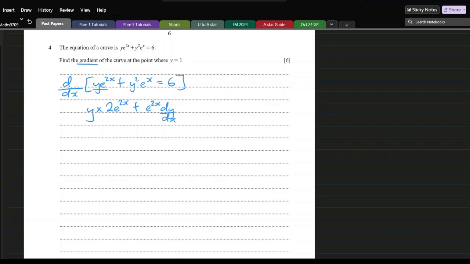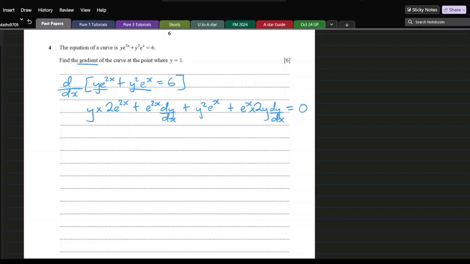Okay, and then here we've got another product. So again, I'm going to hold y squared and then differentiate e to the x. If you differentiate e to the x, you get e to the x. And then now I'm going to hold the e to the x and then differentiate y squared. If you differentiate y squared, you get 2y. Let me put a multiplication sign here. 2y dy dx. Alright, and this is equal to, if you differentiate a constant, you get 0.